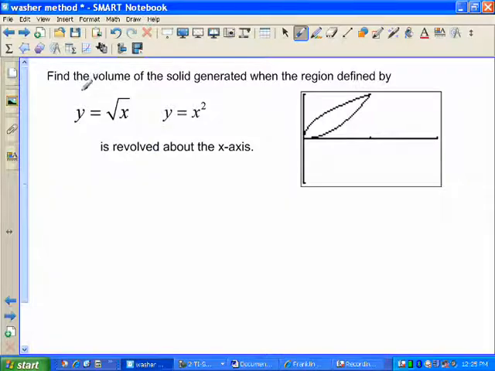So we're going to try to find the volume of the solid generated when the region defined by, you can read it, y equals the square root of x, which is this curve, and y equals x squared, which is this curve, is revolved about the x-axis. Okay?